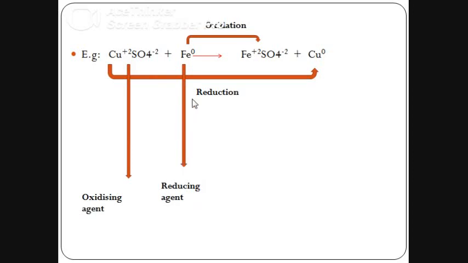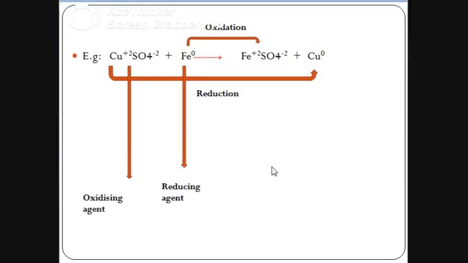And here iron is bringing the reduction of copper, because these 2 electrons which are lost by iron are gained by copper. So copper is getting reduced and iron is getting oxidized. So iron is the reducing agent which will bring the reduction of copper, thereby oxidizing itself, and copper is the oxidizing agent which will bring the oxidation of iron, thereby getting reduced.